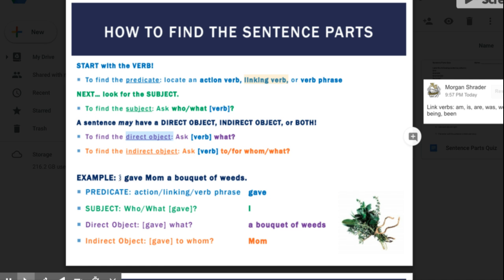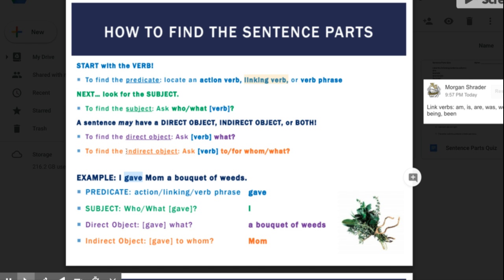So I gave is my verb. So what did I give? I gave a bouquet. That becomes my direct object. This is the object that comes after that action verb telling me what I did, what I gave. If I say I took a test, what did I take? I took a test. That's my direct object. It's going to come after your action verb.